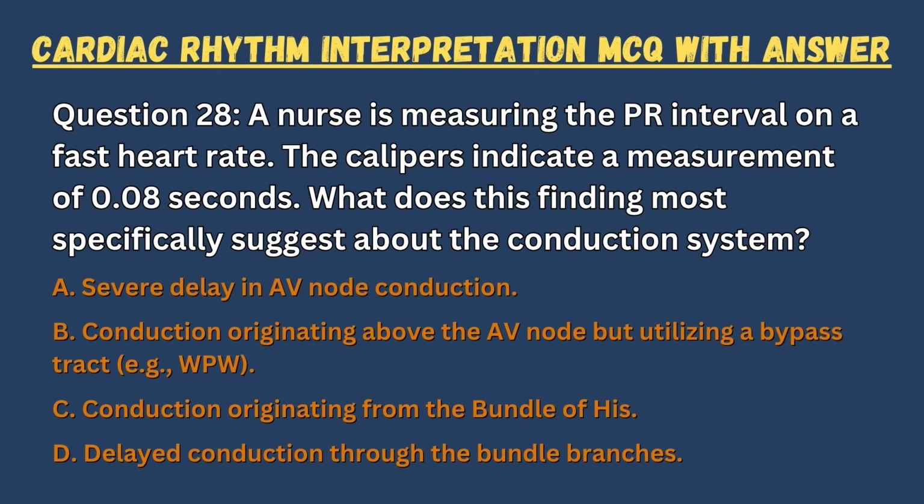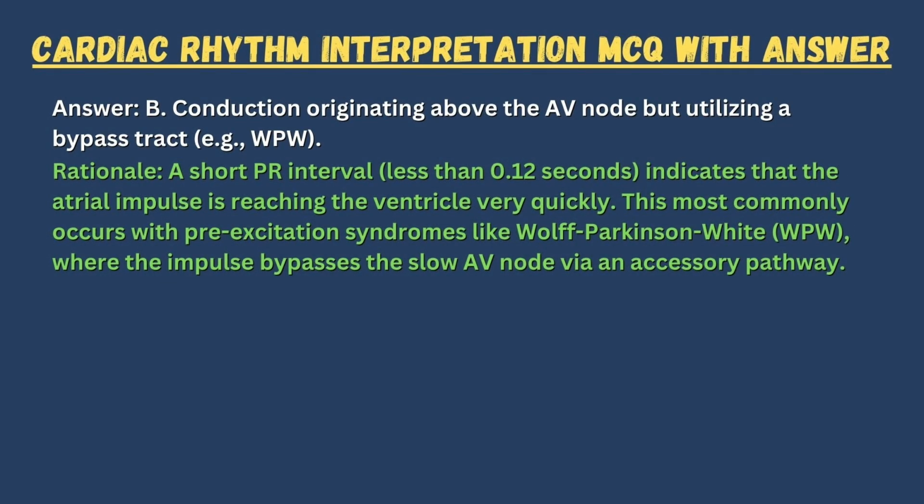Question 28. A nurse is measuring the PR interval on a fast heart rate. The calipers indicate a measurement of 0.08 seconds. What does this finding most specifically suggest about the conduction system? A. Severe delay in AV node conduction. B. Conduction originating above the AV node, but utilizing a bypass tract, for example WPW. C. Conduction originating from the bundle of His. D. Delayed conduction through the bundle branches. Answer. B. Conduction originating above the AV node, but utilizing a bypass tract, for example WPW.